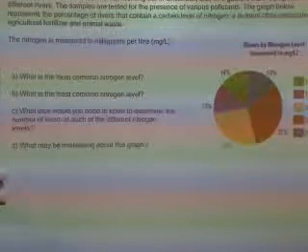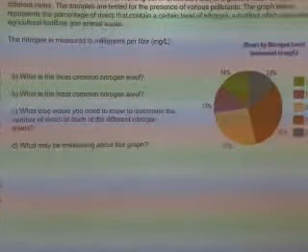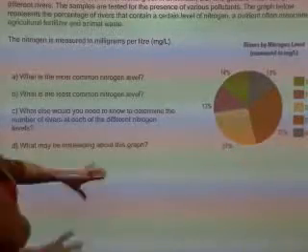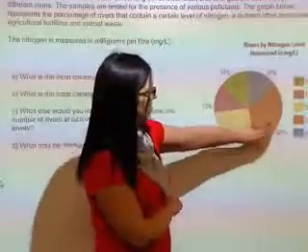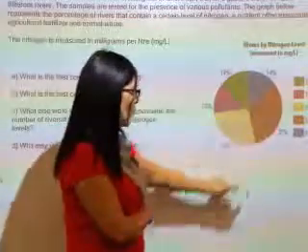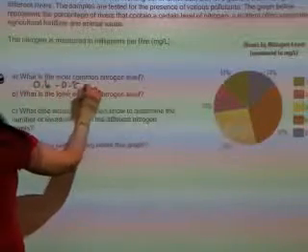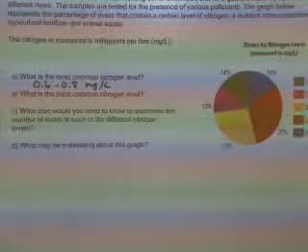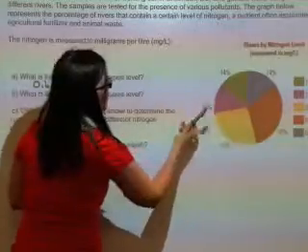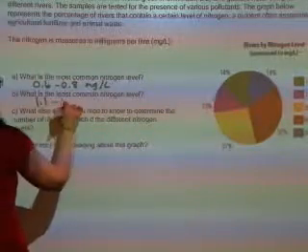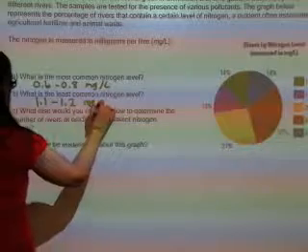So if we look at this circle graph, what is the most common nitrogen level? Well, that's the largest sector of the circle, which is this right here in red, which is my 0.6 to 0.8. So 0.6 to 0.8 of a milligram per liter. The least common nitrogen level is my 13%, my 1.1 to 1.2. And it says, what else would you need to know to determine the number of rivers at each of the different nitrogen levels?